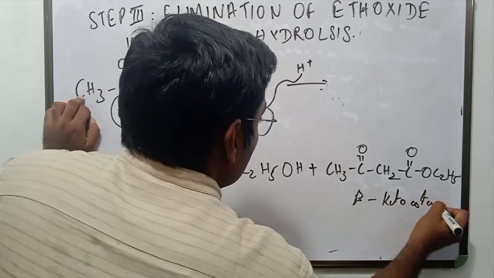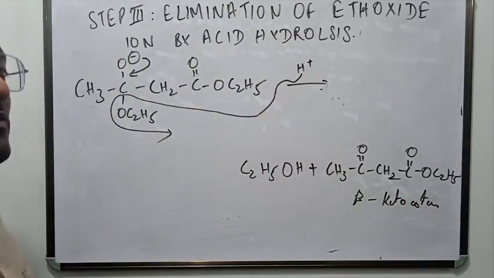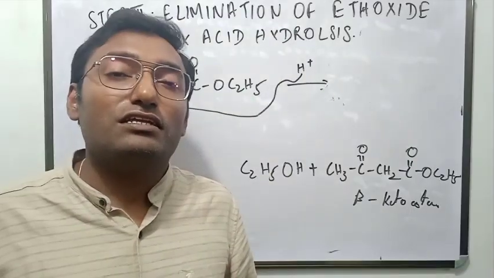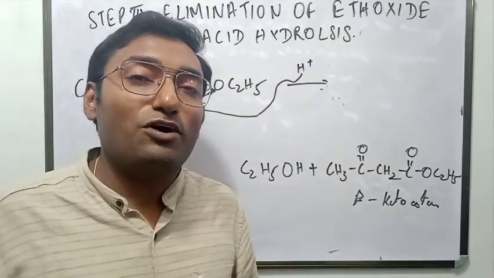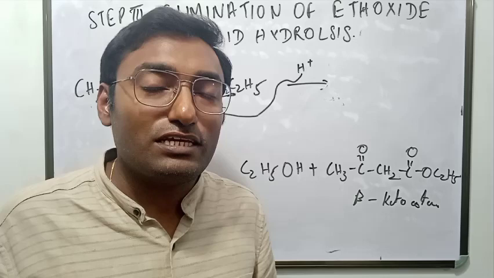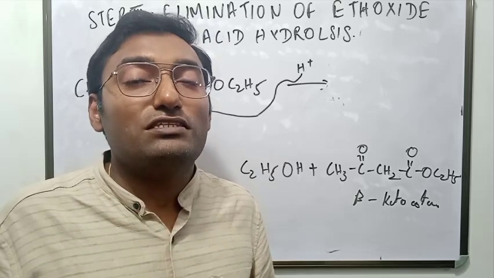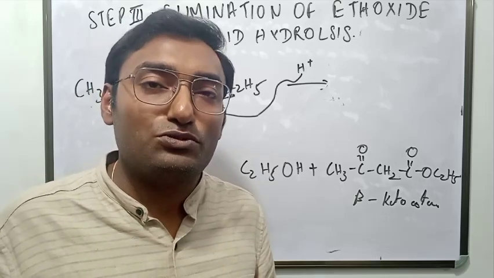Dear students, we have seen that Claisen condensation is used in the preparation of beta keto esters. It can also be used in the synthesis of alkyl ketones.